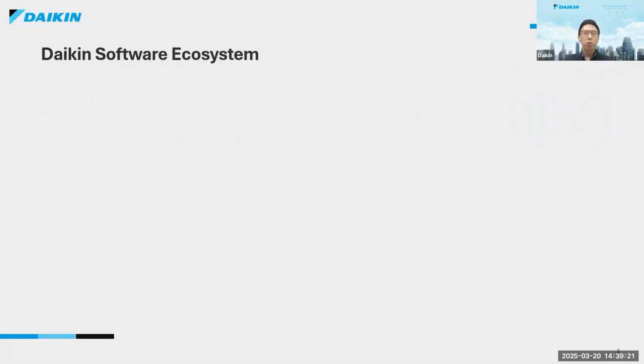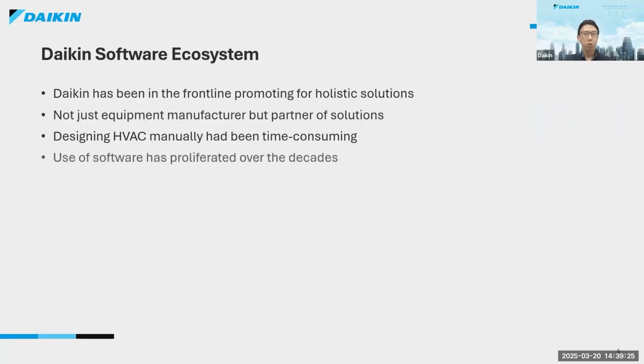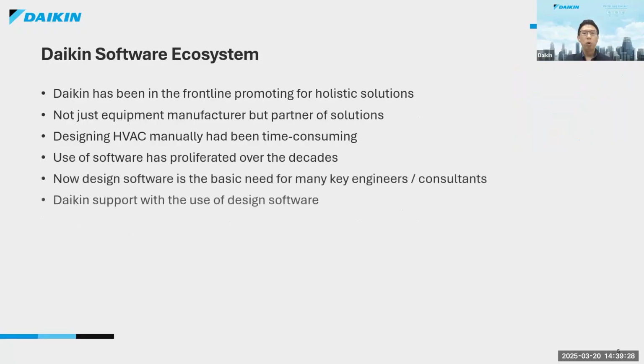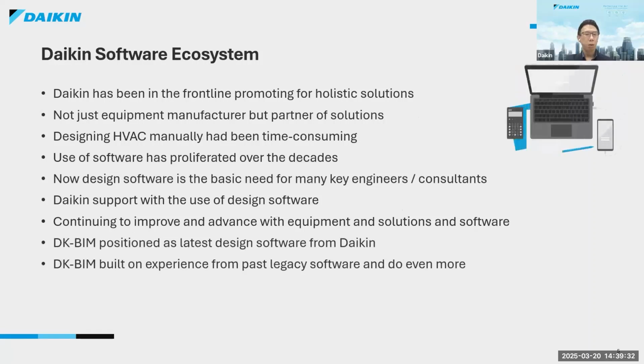Daikin creates a software ecosystem for promoting holistic solutions in air conditioning. We go beyond being a manufacturer and work with customers to become a partner of solutions. HVAC design is time-consuming and manual when it comes to checking for the rules. With the software being used right now, engineers and consultants can use it as a basic operation for daily use.